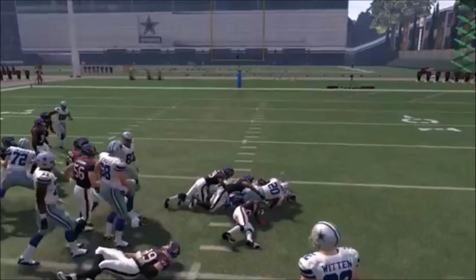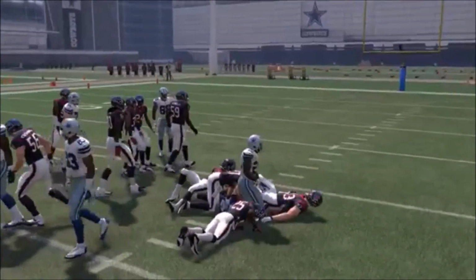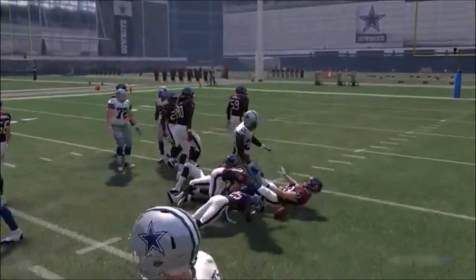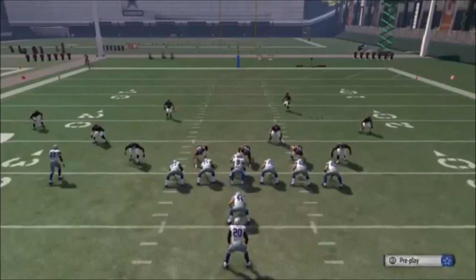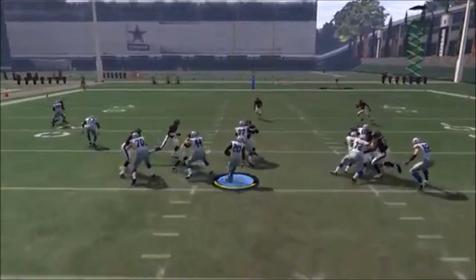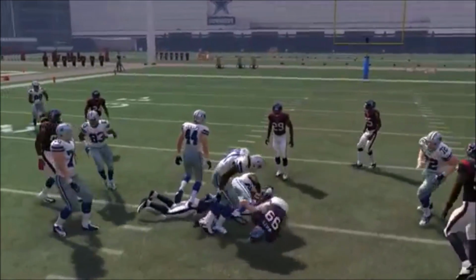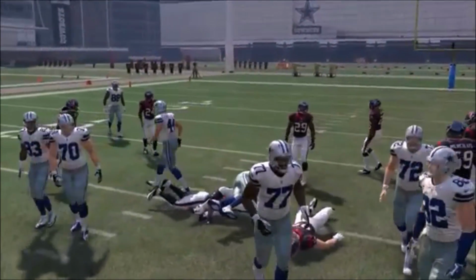Now, the backside guard is known as the wrapper, because his job is to wrap around the lead block for the runner, and he is tasked with pulling and blocking the first unblocked defender who appears. Now, the backside tackle will step inside to seal off penetration, then turn up and hinge to stop any backside pursuit.